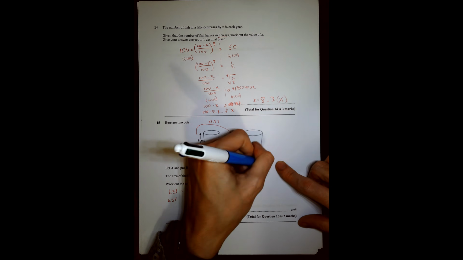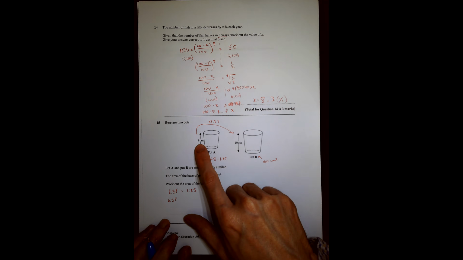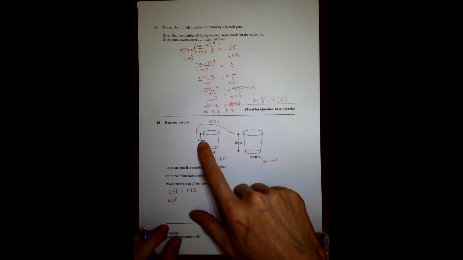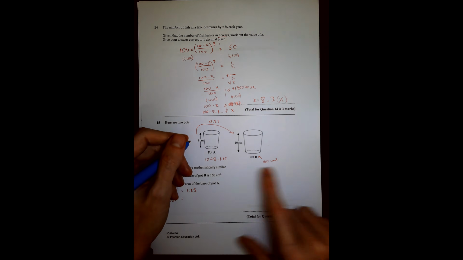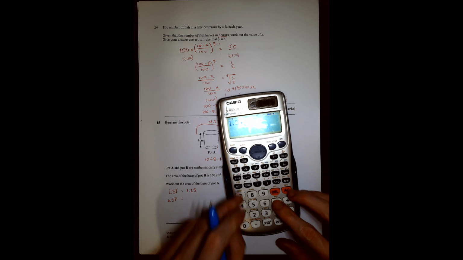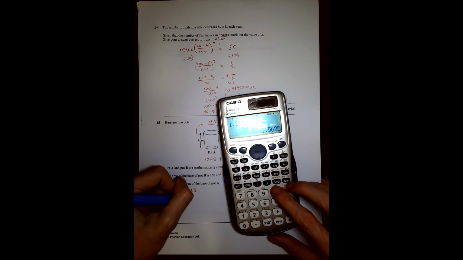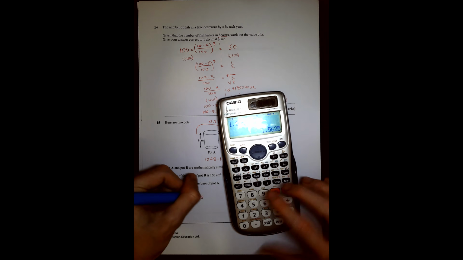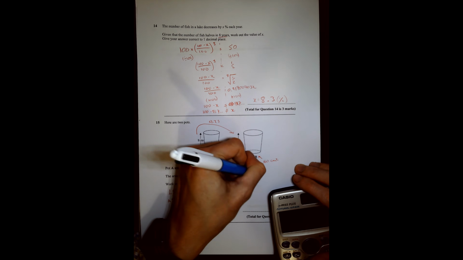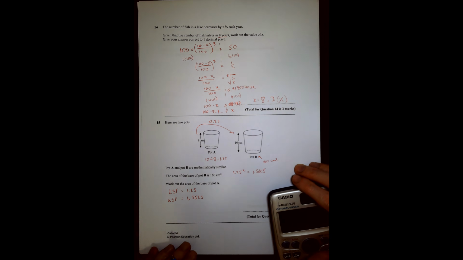Area of the base of pot B is 160 centimeters squared. In the same way that lengths are centimeters and area is centimeters squared, to get from my length scale factor to my area scale factor, I need to square it. I'm going from units to units squared. So 1.25 squared is 1.5625. Okay, I'll just write that down somewhere. 1.25 squared is 1.5625. That's my working out.